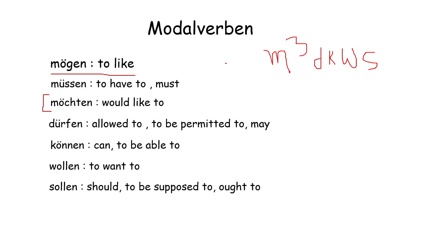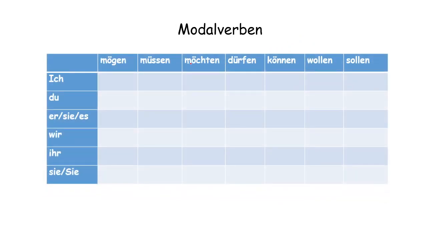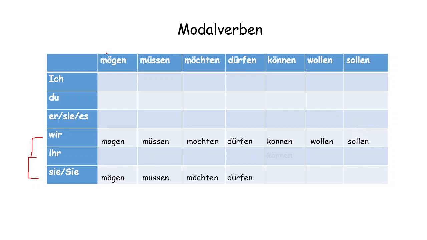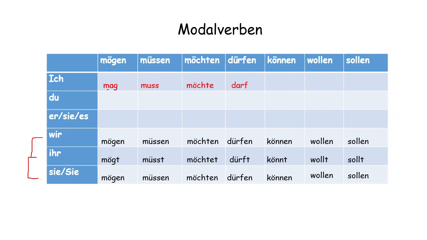Now we see how we conjugate them and how we are going to use them in a sentence. The conjugation of the last 3 is the same as regular verbs, like mögen, müssen. Here we remove the en and add t, same as a regular verb. But the first 3 forms of all modal verbs change. Mögen becomes mag, müssen, muss, möchten, möchte, darf, kann, will, soll.